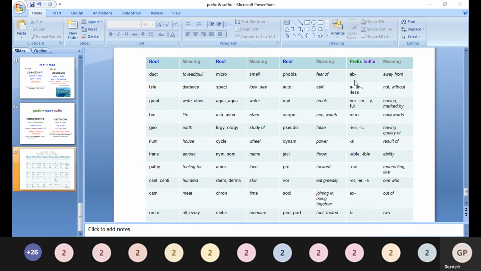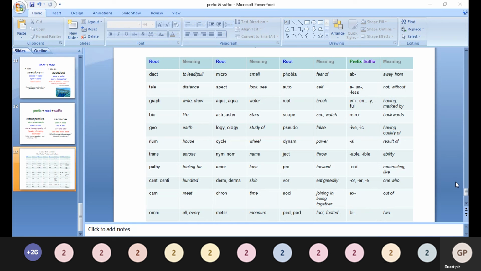Phobia, fear of. Ab, away. Un, a, less, without, not. Full, having. Retro, backwards. Ic, having the quality of. Al, as a result of. Able, ability. Oid, resembling, like. Or, one who. Ex, out of. Bi, by, biennial too. So like this, when you have the root, when you guess the meaning, you divide the word.